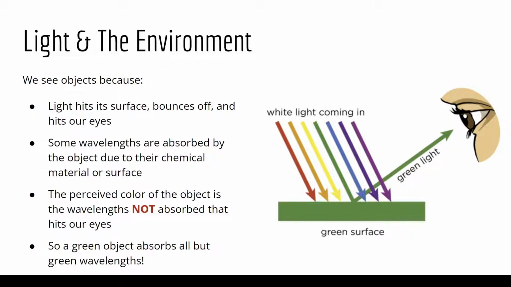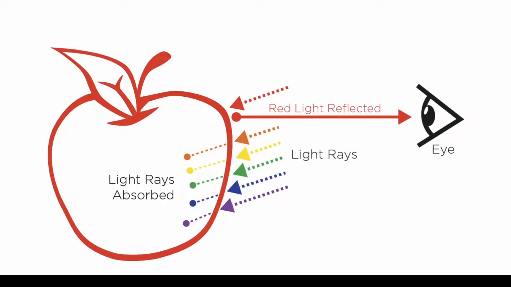So a green surface, as you can see in the image on the right, would be all the different wavelengths of light coming from the light source being absorbed, so only green is allowed to come off and hit our eyes. Same thing with a red apple. We see it as red because red is the wavelength of light that isn't absorbed and is reflected off and reaches our eyes.